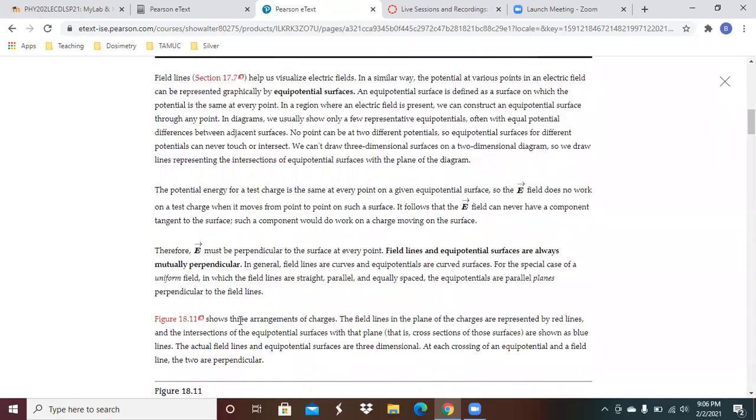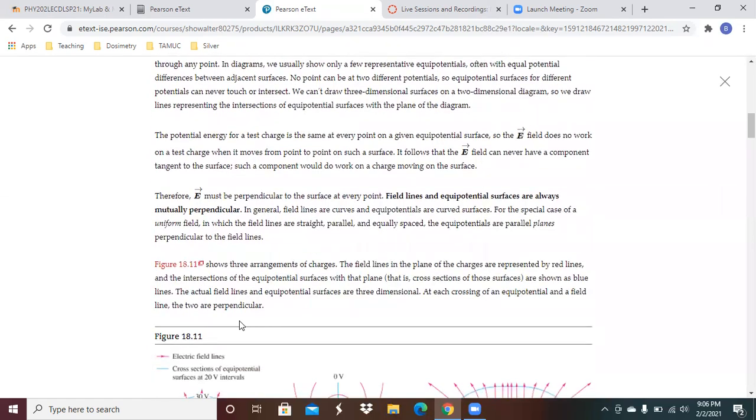So an equipotential surface is defined as a surface on which the potential is the same at every point. In a region where an electric field is present, we can construct an equipotential surface through any point. In diagrams, we usually show only a few representative equipotentials, often with equal potential differences between adjacent surfaces.